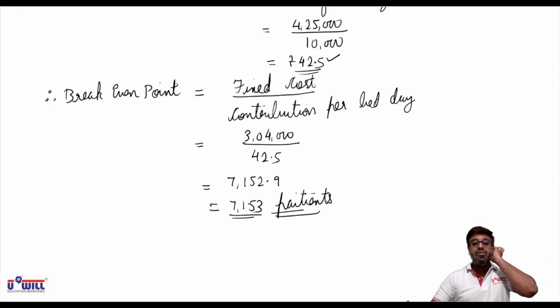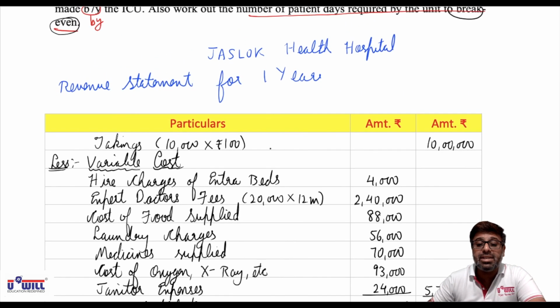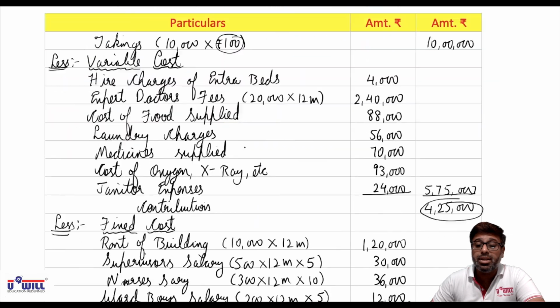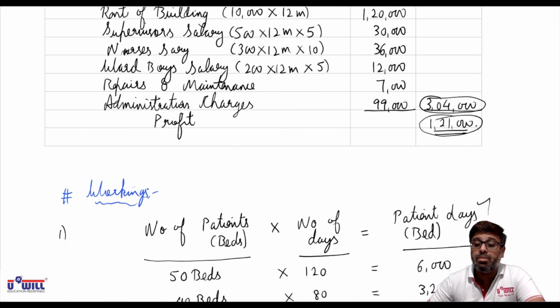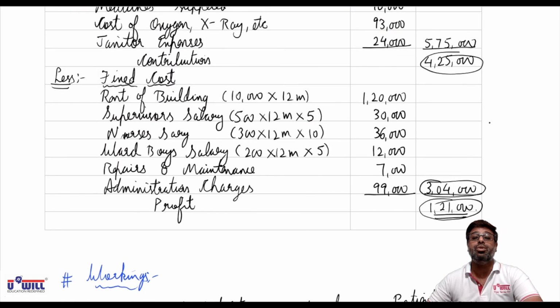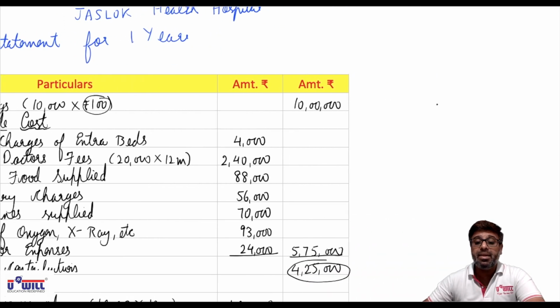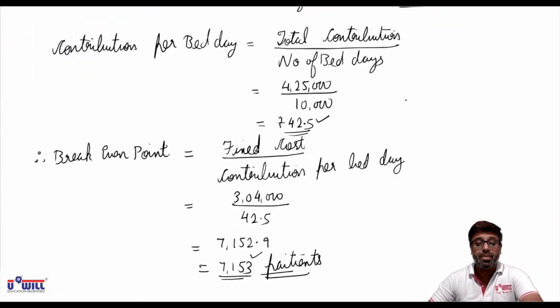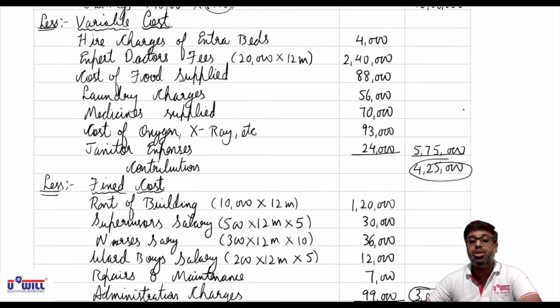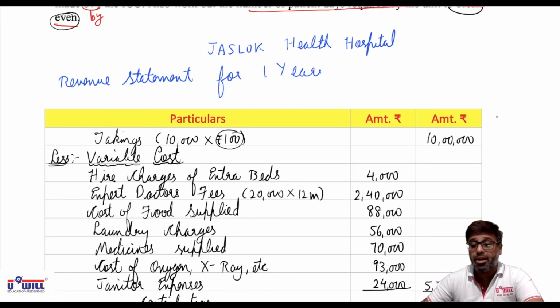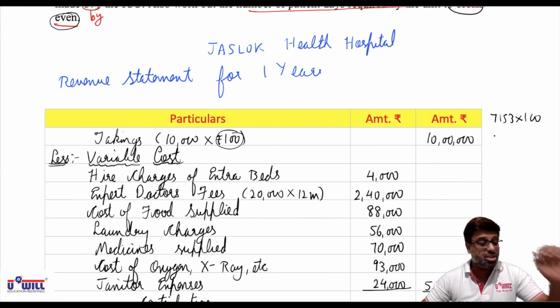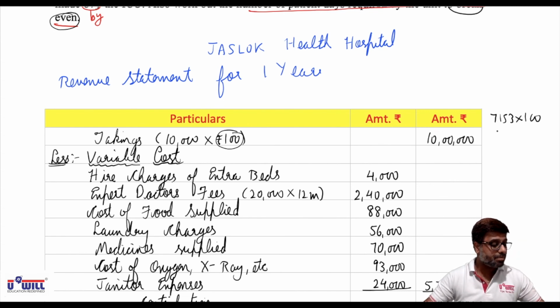This means if the hospital gets 7,153 patients and charges 100 rupees per patient, then at break even the profit would come to 0. You can cross check. It will be very close to 0 because we rounded off. So 7,153 patients into 100, how much revenue will the hospital earn? 7,15,300.